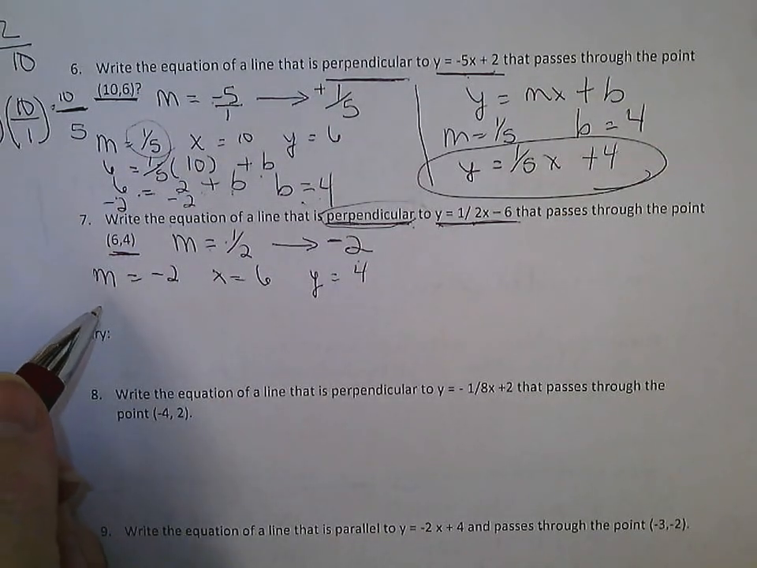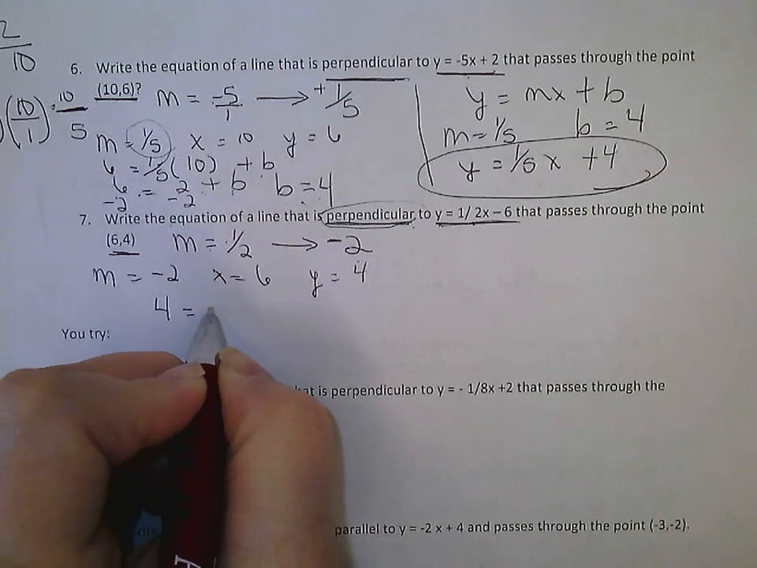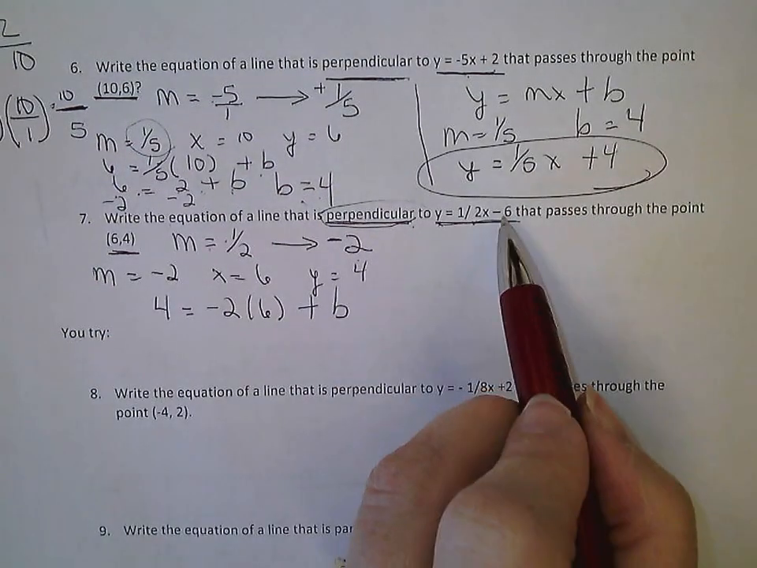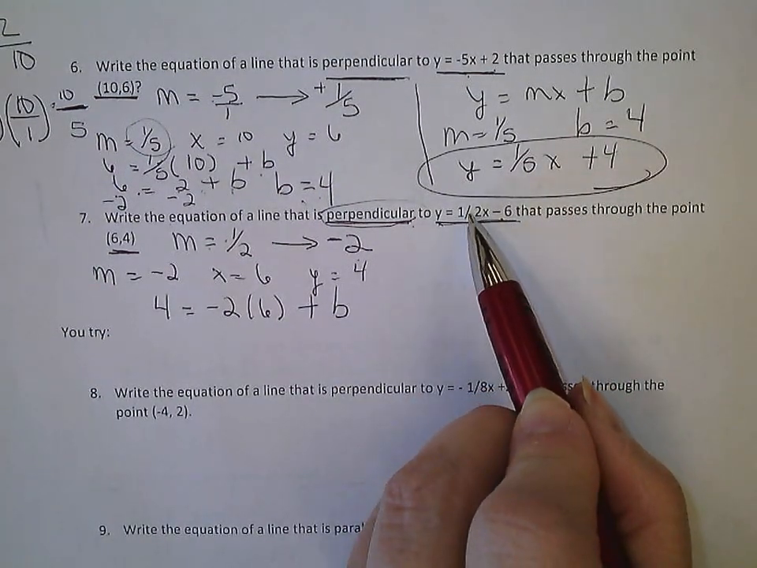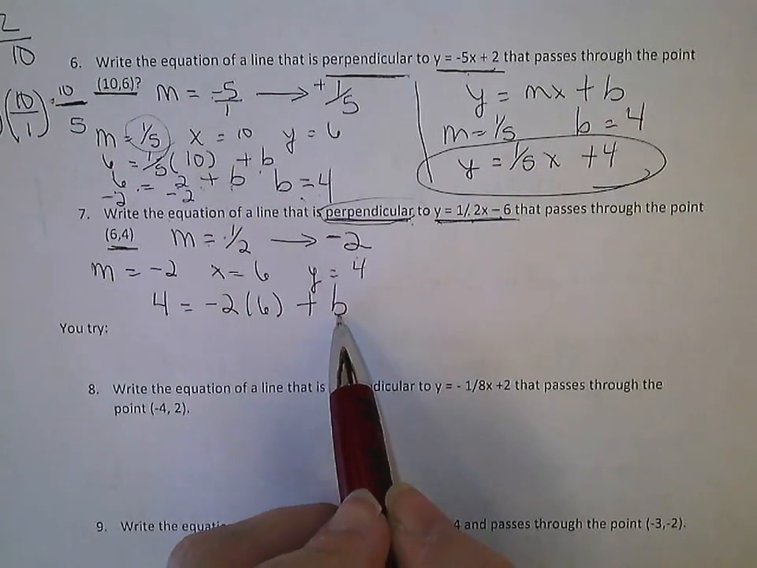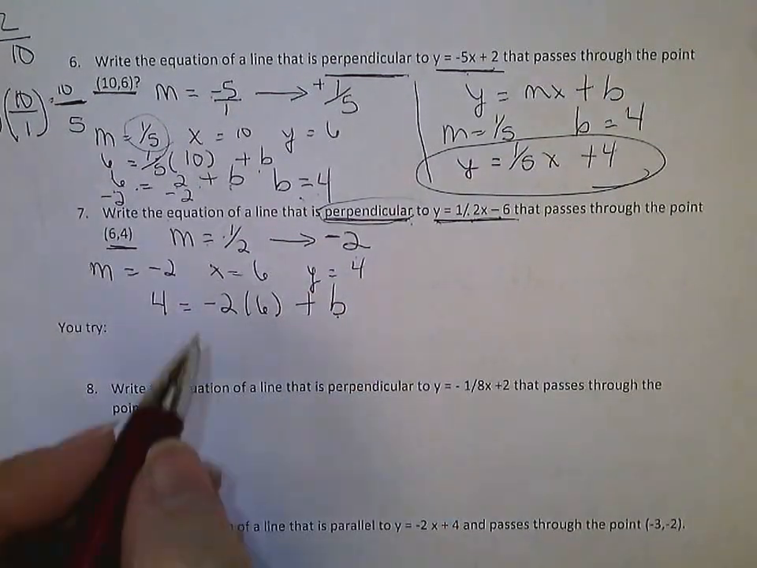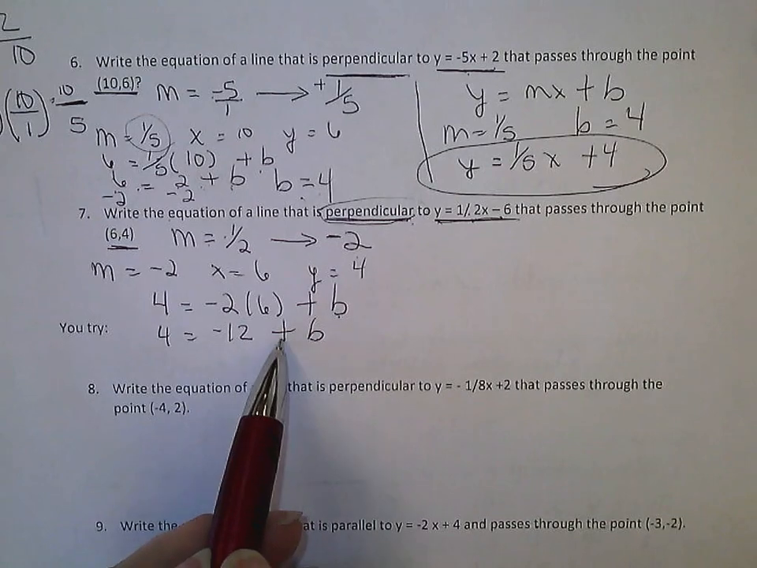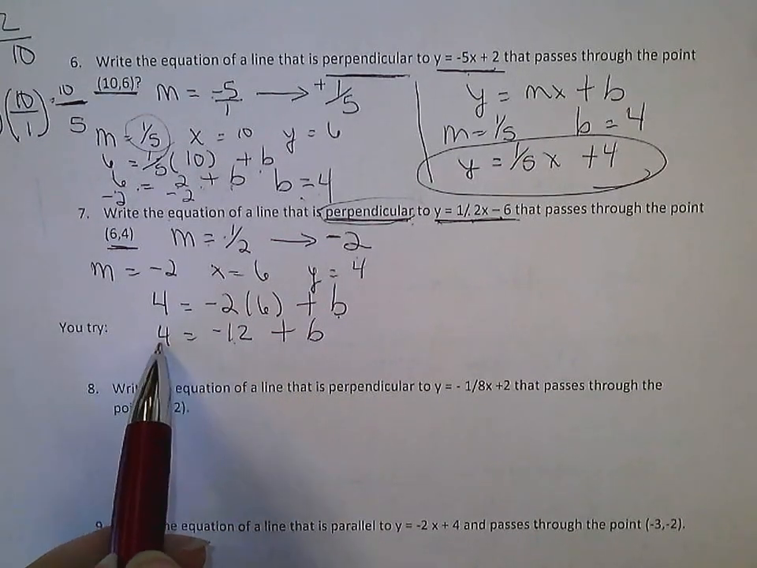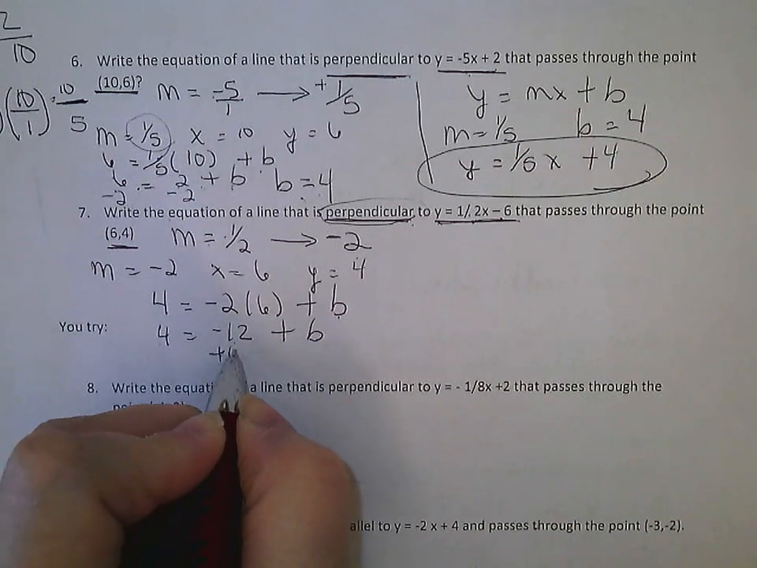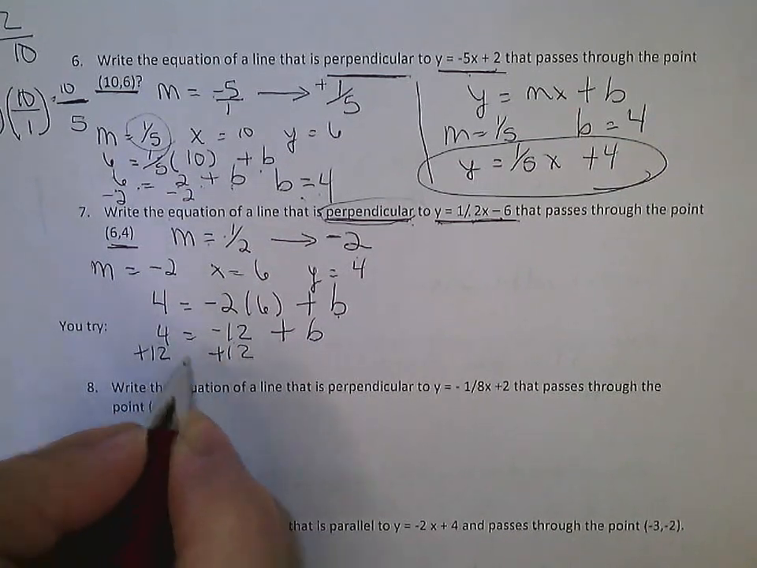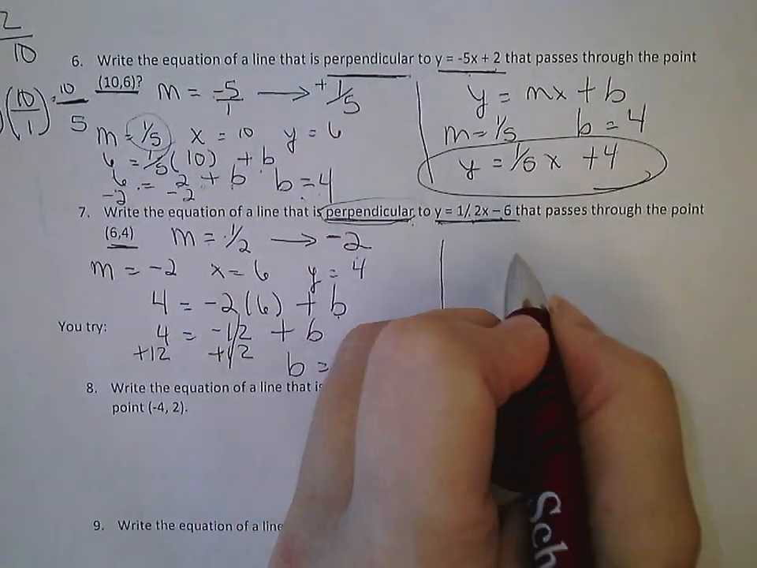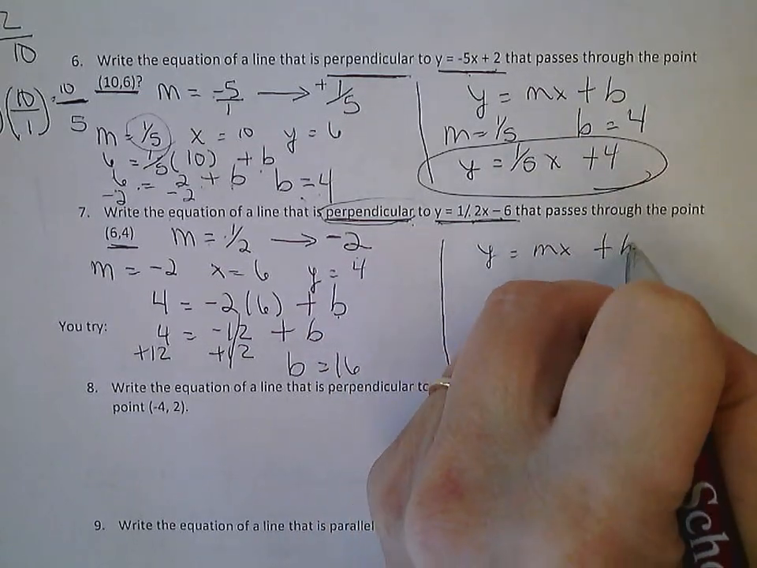Again, using our y equals mx plus b: 4 equals -2 times 6 plus b. This -6 is specific only to the previous line. We have to find what that would be for the new line that we have. 4 equals -12 plus b. What plus -12 gives us 4? You might not be able to see it. If you don't see it, we're going to add 12 to both sides. b equals 16.